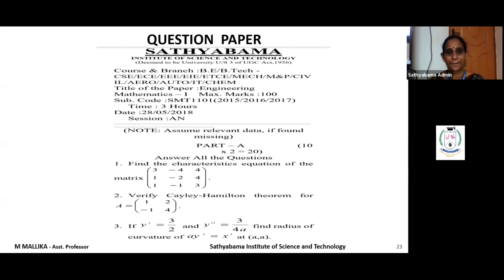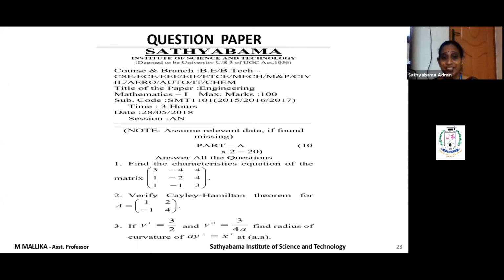So this is the 2018 question paper which I have made. In that part A, the first question asked is to find the characteristic equation of the matrix, for 2 marks. It's a 3 by 3 matrix. So you know the formula for the characteristic equation for a 3 by 3 matrix. Write the formula, find the constants and give the answer. Then verification of the Cayley-Hamilton theorem for a 2 by 2 matrix is asked in part A. So you can answer that also.